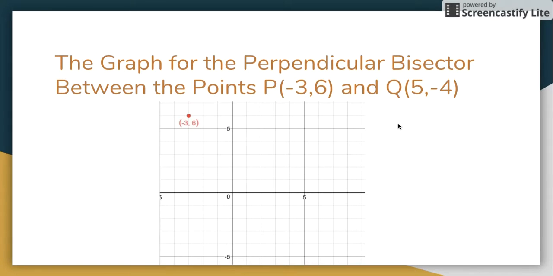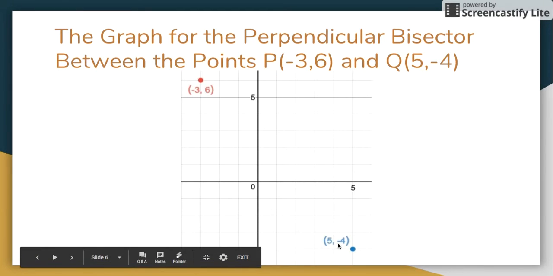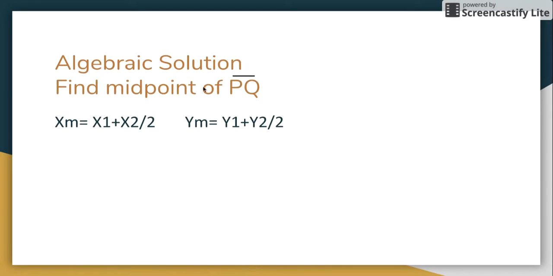Now, the first thing we need to do is plot the points for our P and Q. Now, P here we have -3 and 6, plot that point there. Next we have Q, which is 5 and -4. The next thing we need to do is show an algebraic solution.